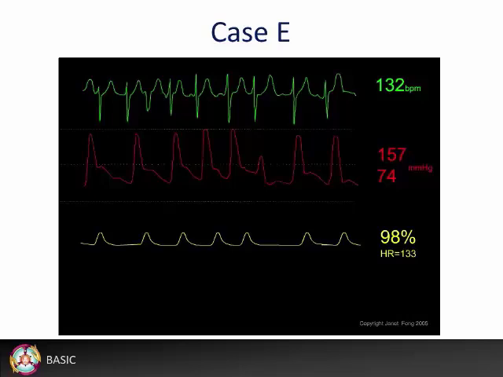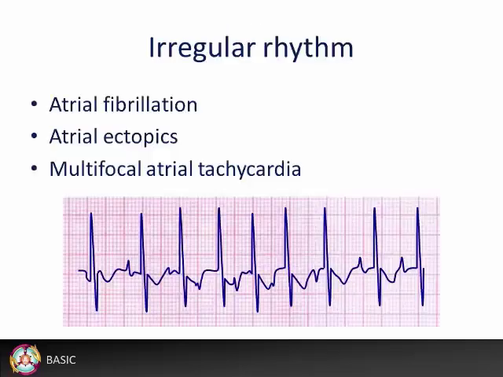Our fifth patient has a stable, irregular, narrow complex tachycardia. Causes of irregular narrow complex tachycardia include AF, atrial ectopics, and multifocal atrial tachycardia, an example of which is shown here. Notice the multiple P-wave morphologies and varying PR interval. Our patient, however, has atrial fibrillation.